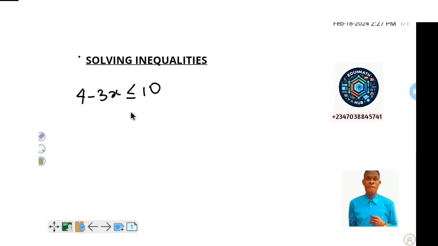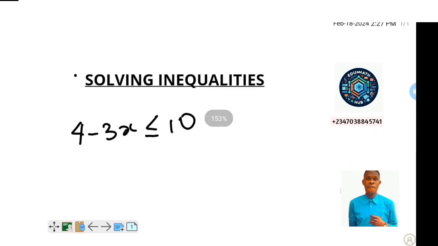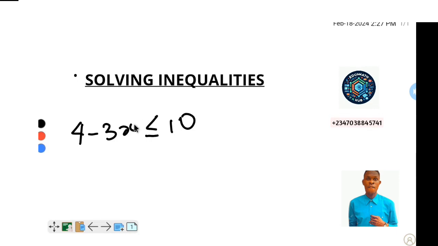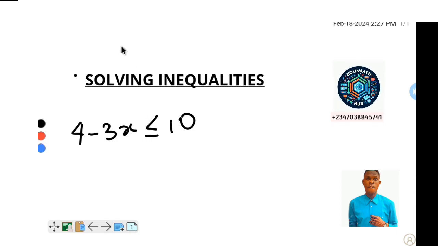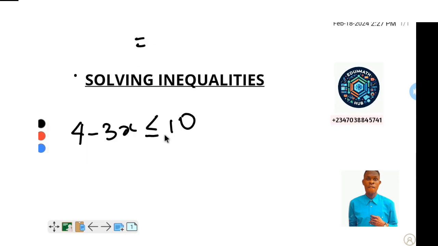So we are just on the next part of the topic, which is solving inequalities. I'm going to teach you how to solve inequalities now. When you are solving inequalities, it's very simple. All you have to do is treat this sign as you treat the equal sign. Just treat it normally. It follows the same operation as the equal sign. So let's quickly solve this now.